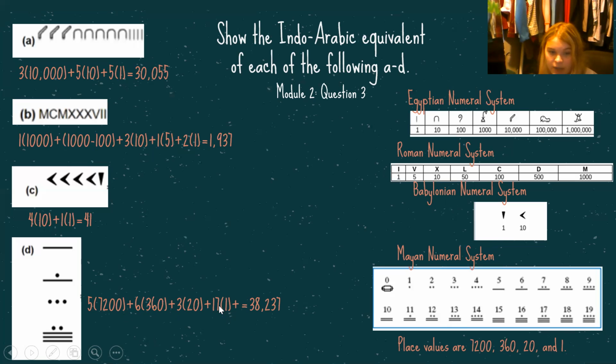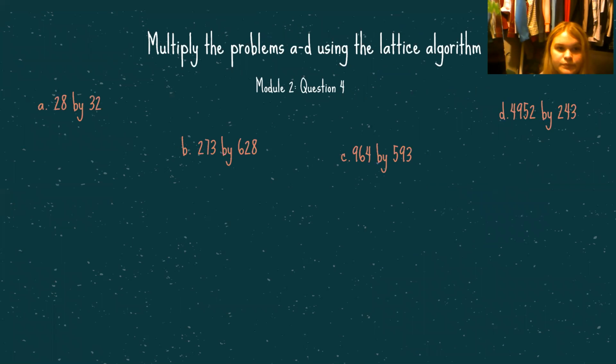So our next place value is going to be 3 dots, so that's equal to 3 times 20, because that's what our place value tells us to multiply by. And the next one, these 2 dots and 5, 10, 15 is equal to 17, and it's only 1. So we'll do 5 times 7,200 plus 6 times 360 plus 3 times 20 plus 17 times 1, which is equal to 38,237. And that is all for this question.